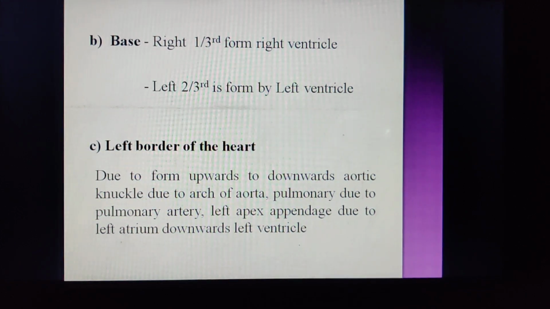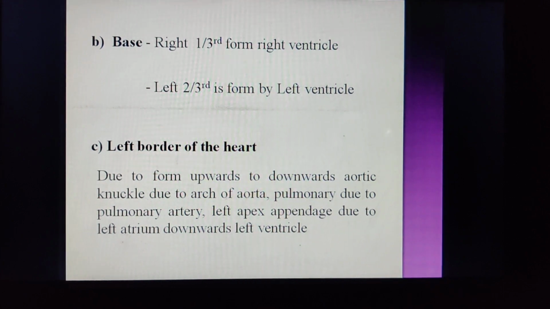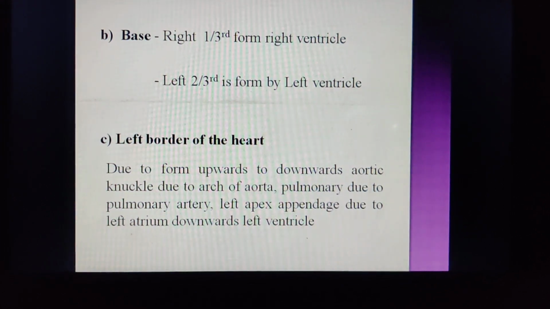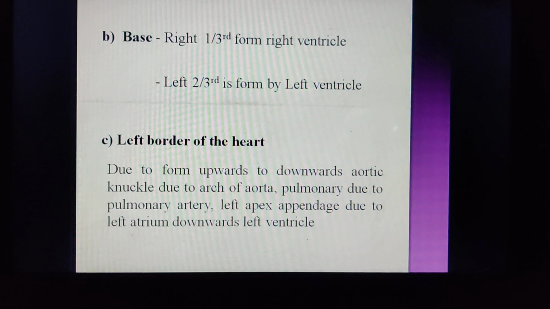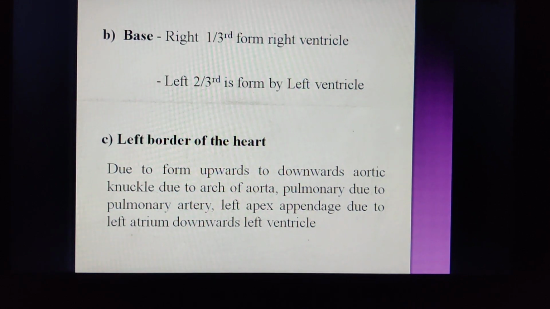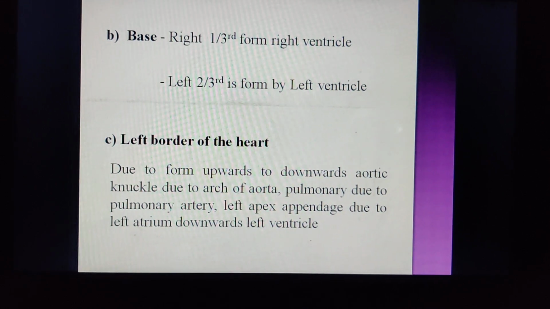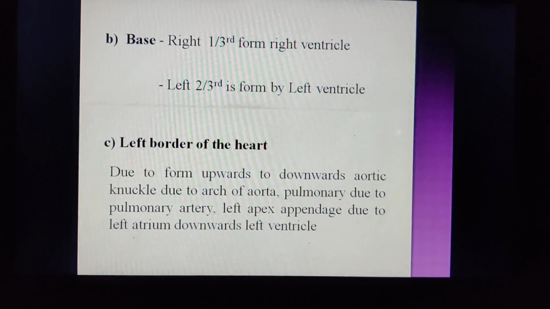The left border of the heart is formed, going downward from the aortic knuckle, by the arch of the aorta, the pulmonary artery, the left atrial appendage at the left apex, and downward the left ventricle.